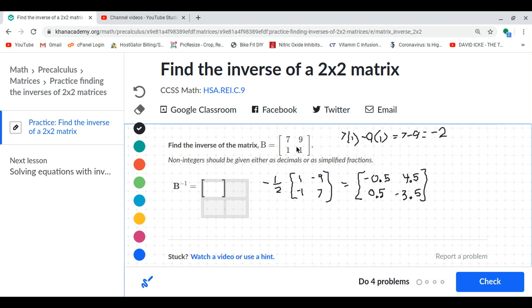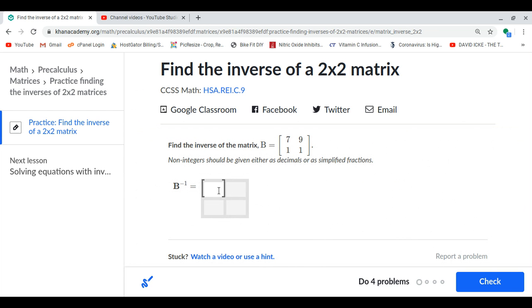Now, if you really wanted to, you could multiply B and this matrix together and see if you get the identity matrix. But I'm not going to check it. I'm just going to hope for the best.